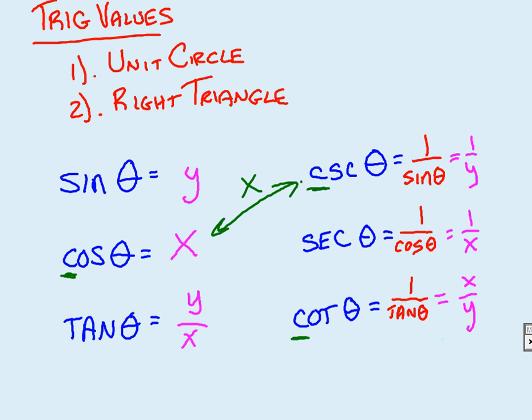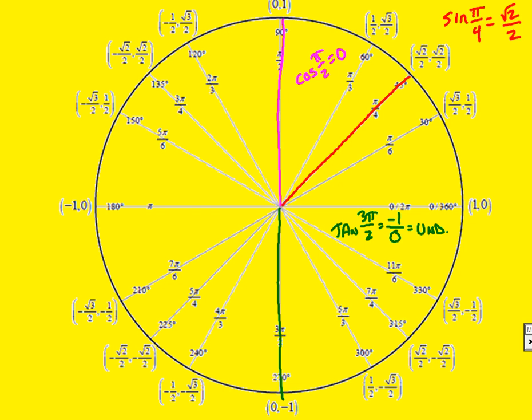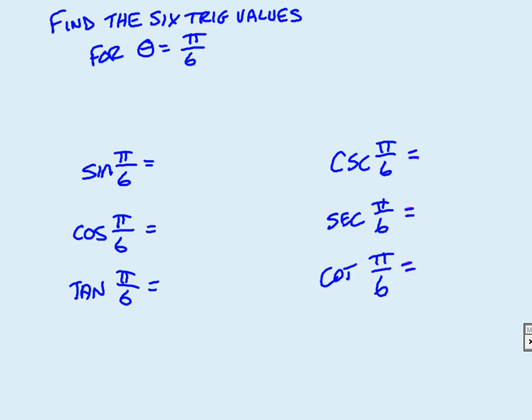Okay, let's do some examples. We need to find the 6 trig values of each of these. First of all, for pi over 6. If I look at my unit circle, the y value at pi over 6 is 1/2. The x value is root 3 over 2. So sine is 1/2, and cosine is root 3 over 2.